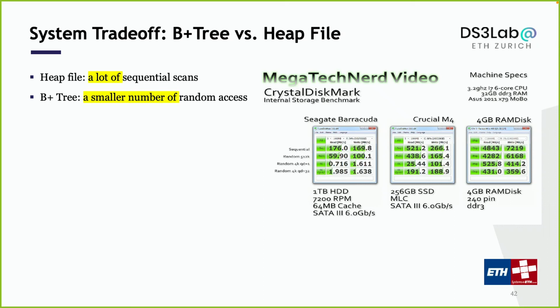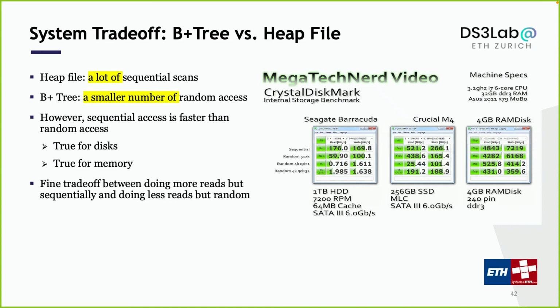So the performance ratio between sequential access and random access, and also how many accesses you are going to have for each of these data structures. Sequential access is super fast. It's true for disk, true for memory. And the trade-off between these is actually super, super interesting.